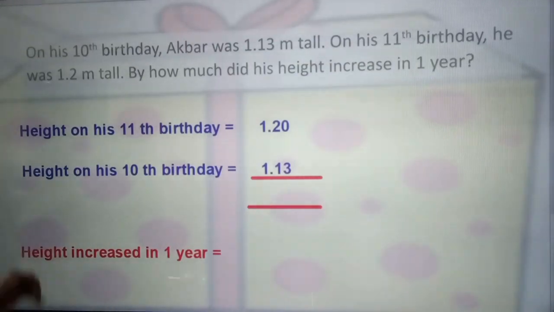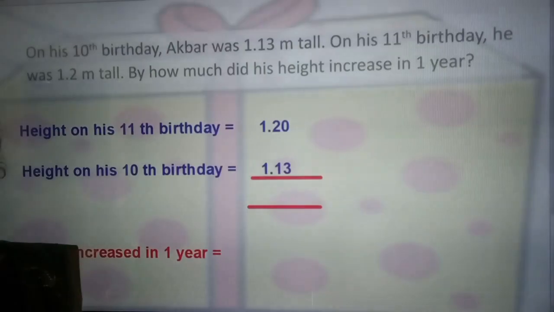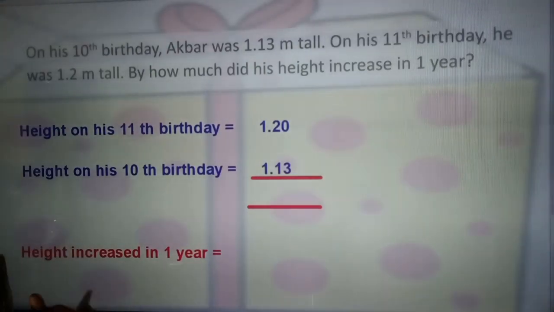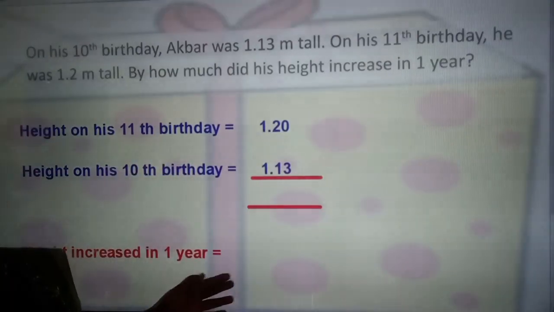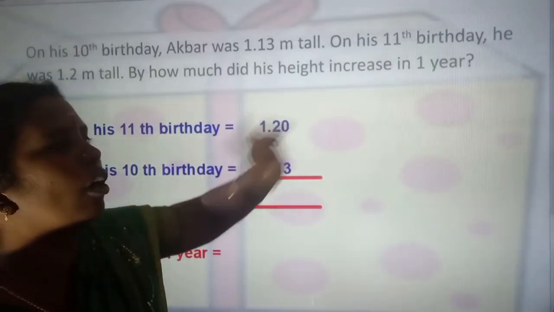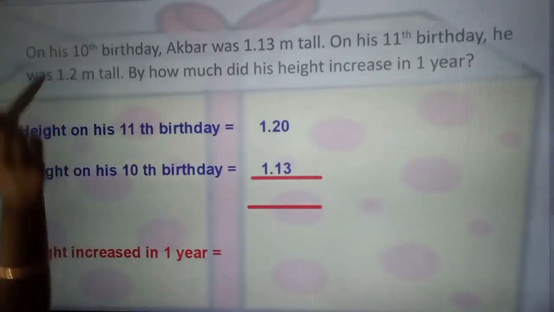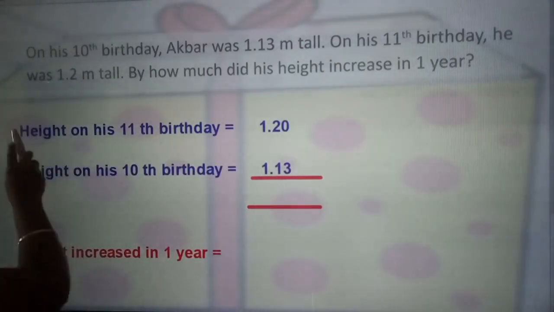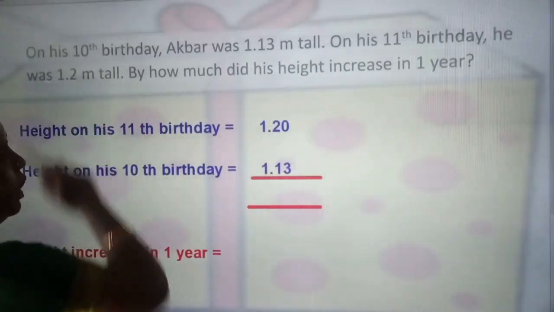Therefore for subtraction, see children, words like increase, left, decrease, comparing, more, இந்த மாதிரி வேர்ட்லாம் வந்துச்சுனா we have to do the subtraction only. These are the hints given for subtraction, children. See, so height on his 11th birthday, first நம்ம பெரிய நம்பர் தான் நம்ம சப்ட்ராக்ஷன்ல போடுவோம். So height on his 11th birthday is 1.2 meter tall.